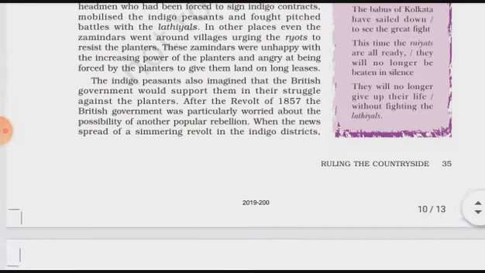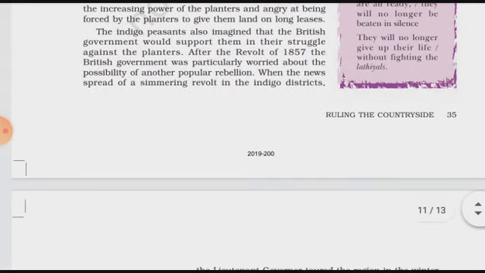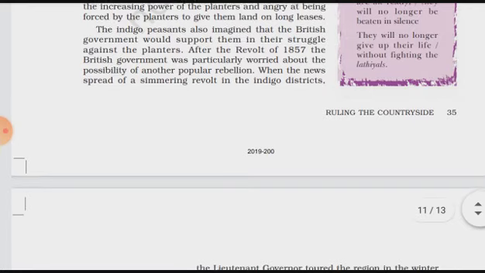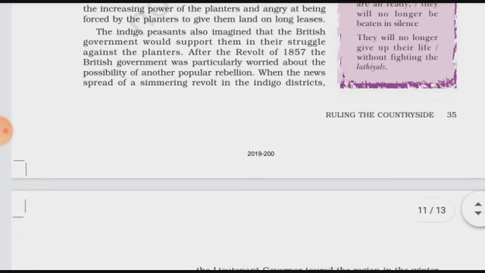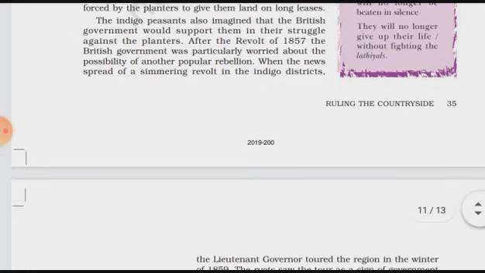Then the indigo peasants also imagined that the British government would support them in their struggle against the planters. So whoever the indigo farmers were who had initiated the revolt, they also thought that the British government would support them in their struggle against the planters.